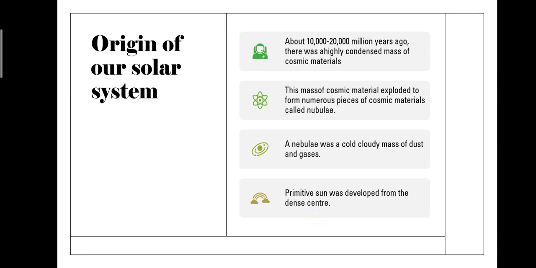The next is origin of solar system. The most widely accepted view of origin of our solar system is the Nebular hypothesis by Kant. The Nebular hypothesis states that about 10,000 to 20,000 million years ago there was a highly condensed mass of cosmic material. This mass of cosmic material exploded to form numerous pieces of cosmic material called nebulae. One of such nebulae led to origin of our solar system. A nebula was a cold, cloudy mass of dust and gases.